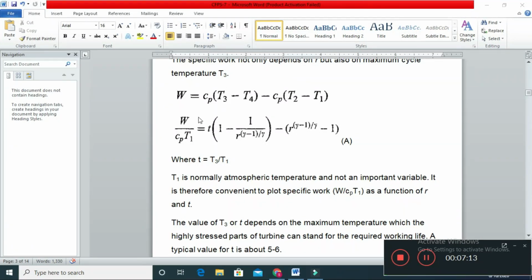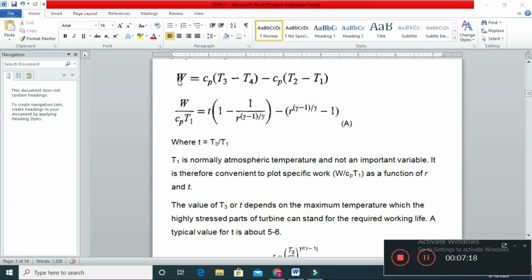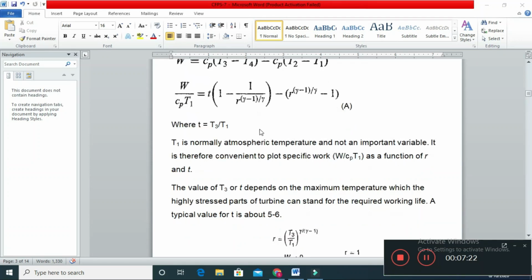So for calculating the work output, we use the dimensionless form, W divided by Cp T1. We take T1 common, and then we can have this type of dimensionless relation. So this is specific work. T1 is the inlet temperature. For T1 we do not have any major control. We cannot vary T1 because it is the inlet temperature. Cp is related to the fluid, so we cannot control Cp.